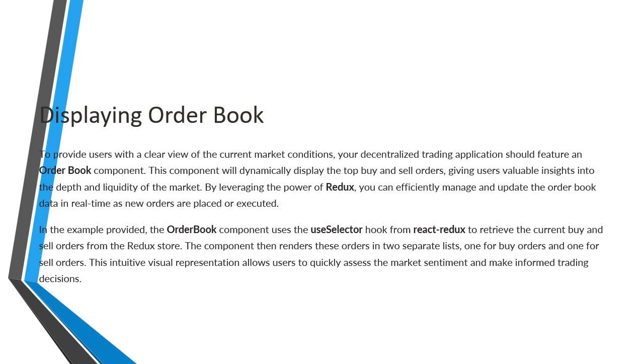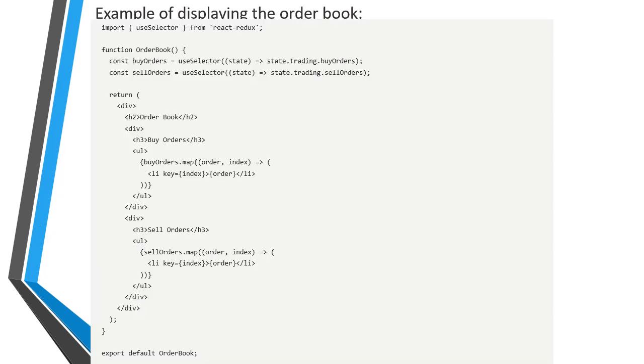Now we will look at the code and how we will do this. The first line imports the useSelector hook from React Redux. This hook is used to extract data from the Redux store. Then we define a function named OrderBook. Then the next two lines use the useSelector hook to select buy orders and sell orders from the trading slice of the Redux state.